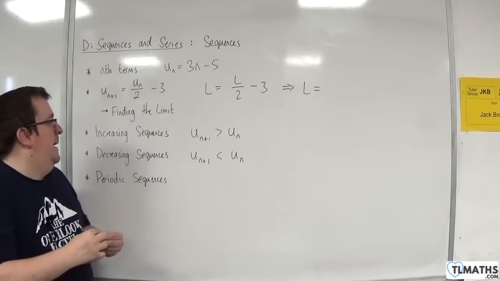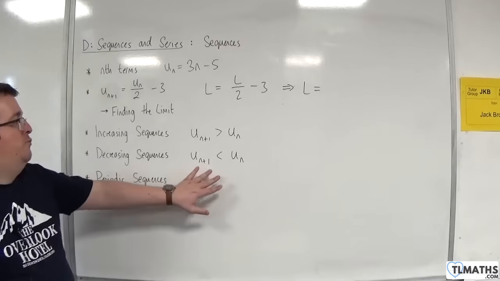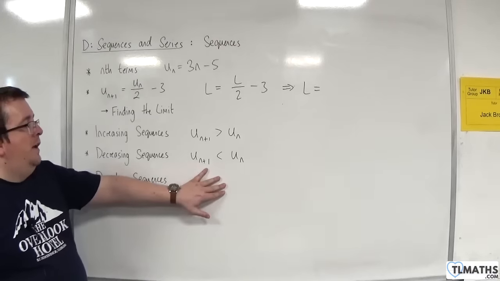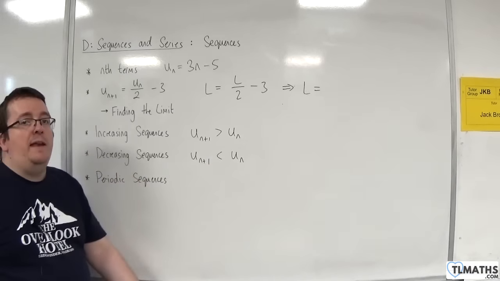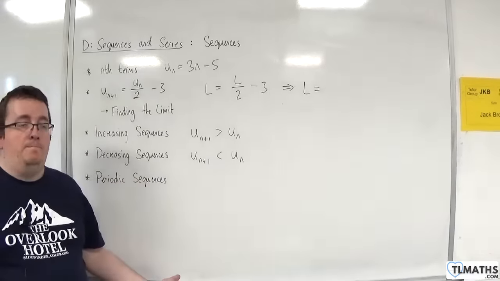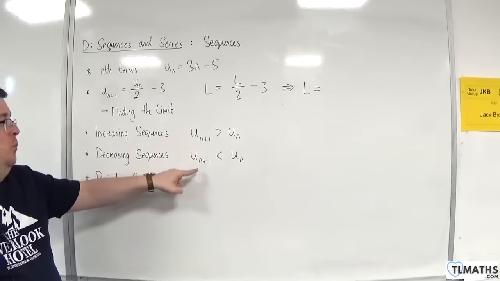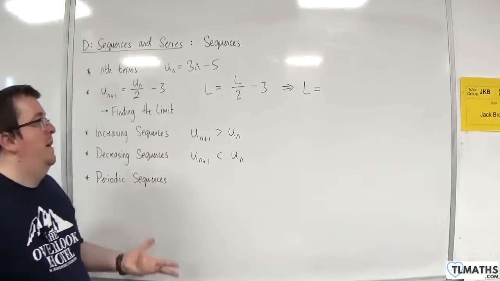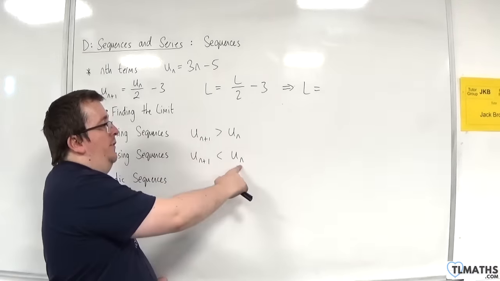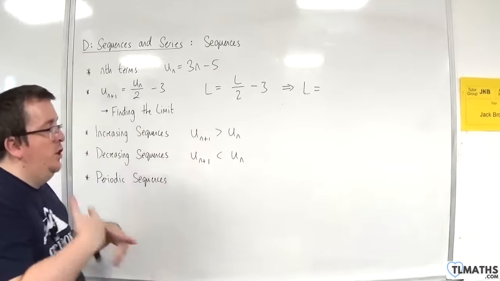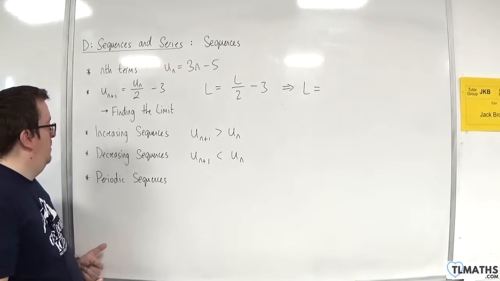Okay. Now you might be asked to prove that. And quite often the way to go about that is to replace the n in the nth term with n plus 1 and show that that number is always greater than that, or that it is always less than that. Okay, so that's usually the way that you would go about that type of problem.